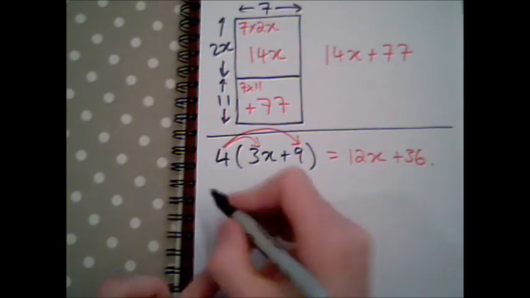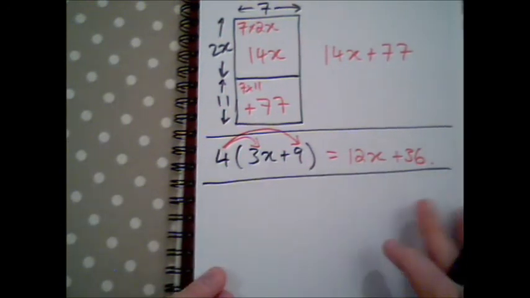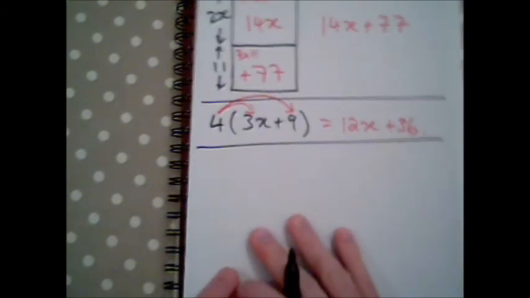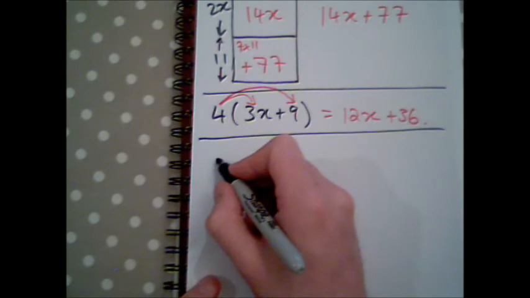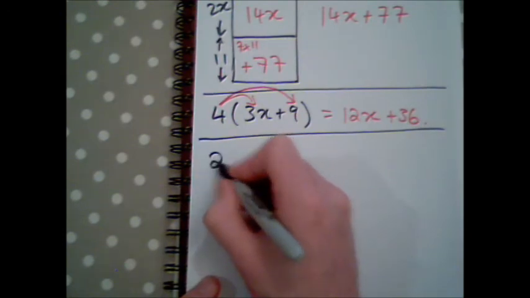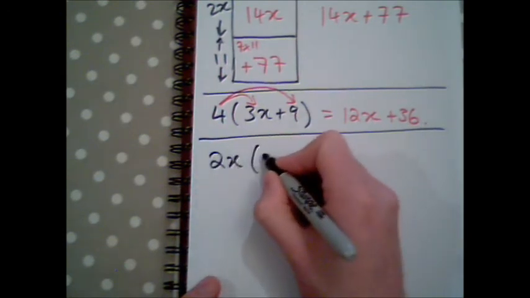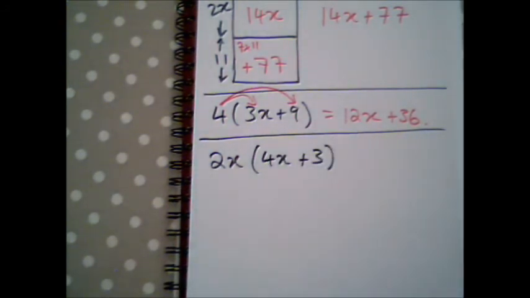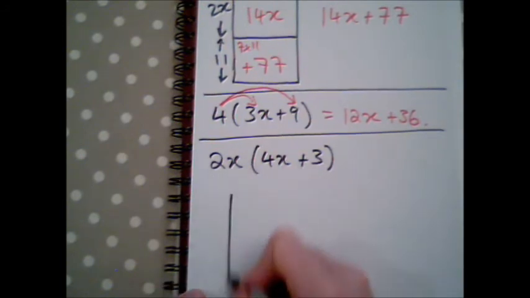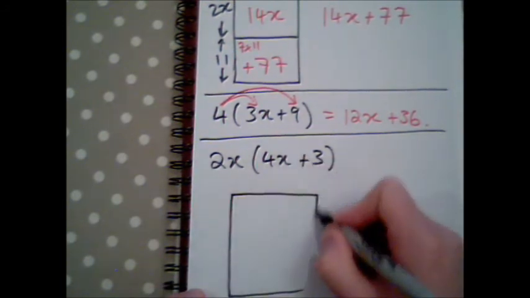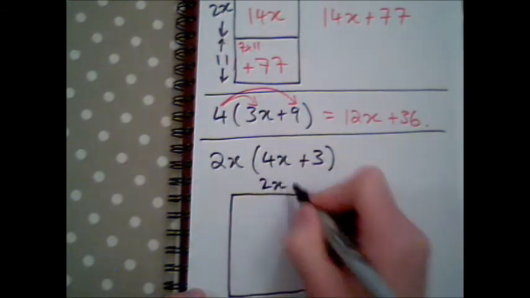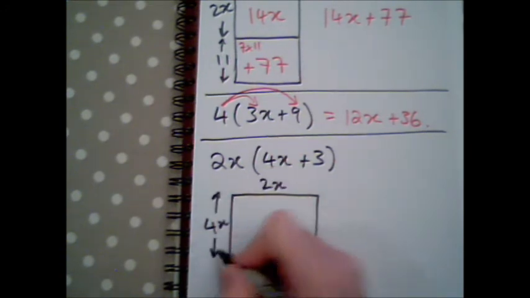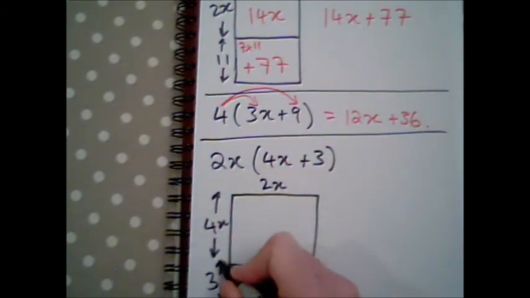Okay, so if you like, you can do it with the boxes, with the kind of the field method, or if you prefer, you can just draw in the arrows to remind yourself what you're meant to be doing. It works if you've got, say we change it a little bit, and we have 2x into, let's say, 4x plus 3. Now we might do this one with the box just for one last go. So I've got 2x here, I've got 4x here, and I've got 3 here.